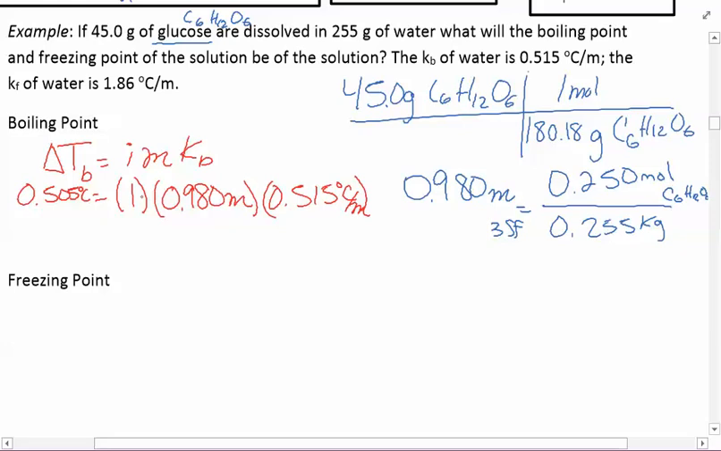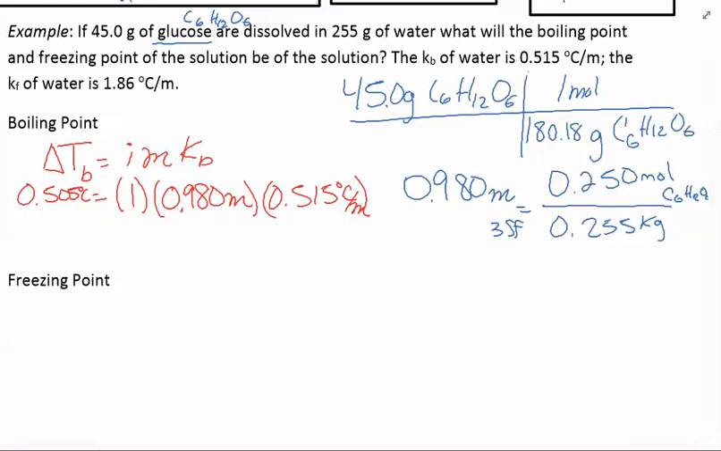Keep in mind that the 1, or the i value, doesn't count towards sig figs because that's an exact value. For every particle you have, you're going to get 1 particle. But if it was something like sodium chloride, it would break up into 2. So it would be exactly 2. But the other numbers you're still going to use for sig figs, so you'll end up with 3 sig figs.